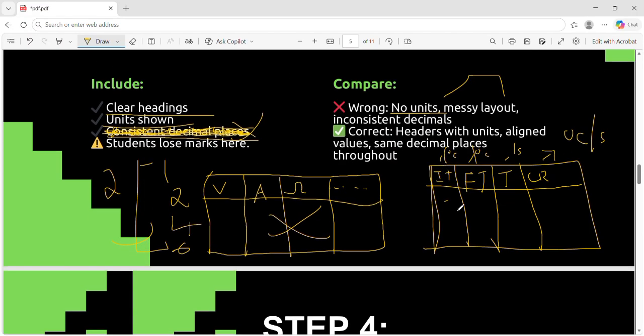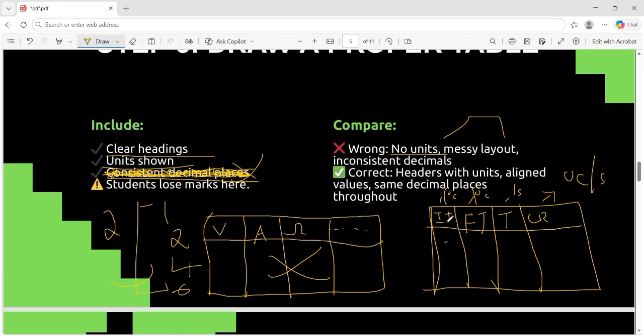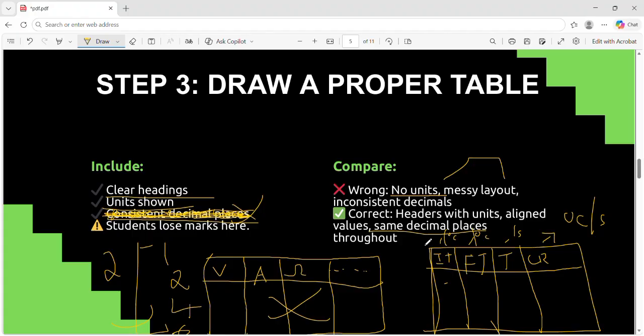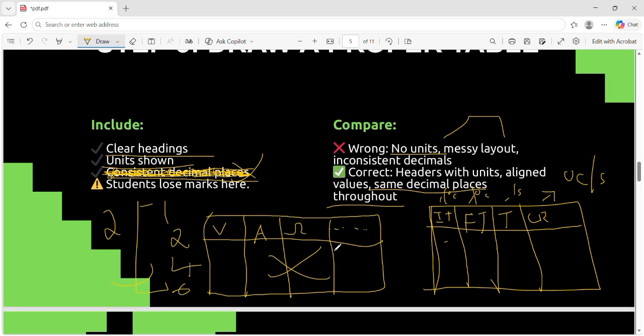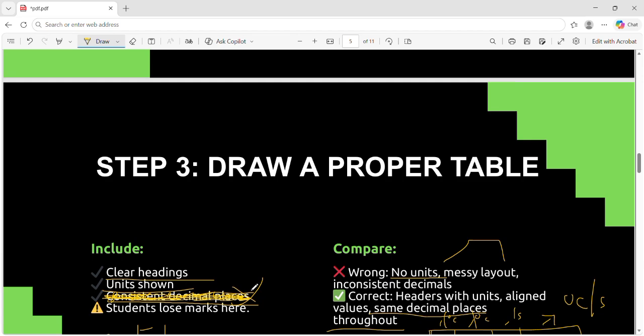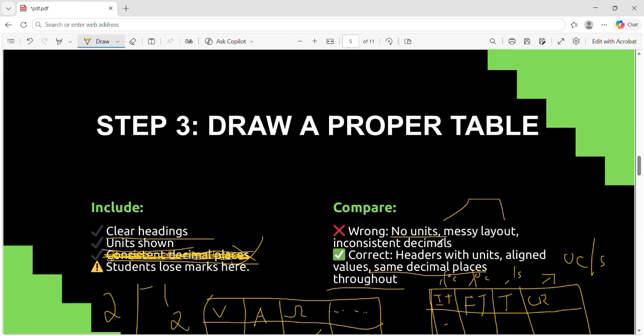Okay, for example, in initial temperature they don't put the degree Celsius, and in final temperature they also don't put the degree Celsius, which loses them marks. And use the same decimal places throughout. This is because in some questions, specifically question 3 mostly, they may ask you.